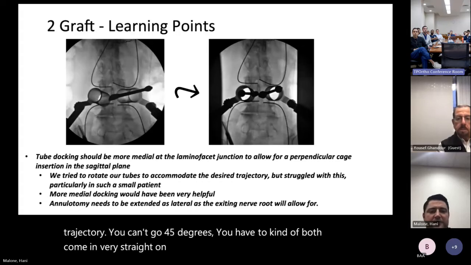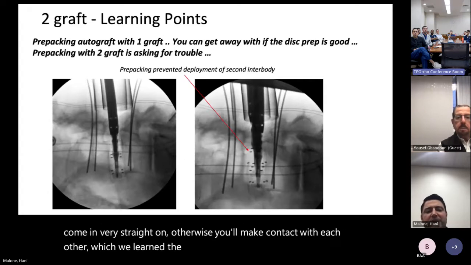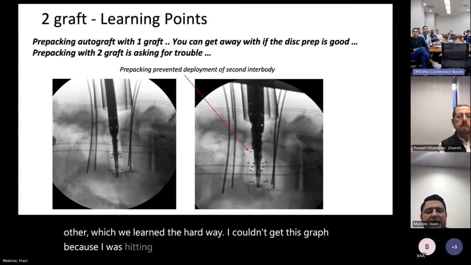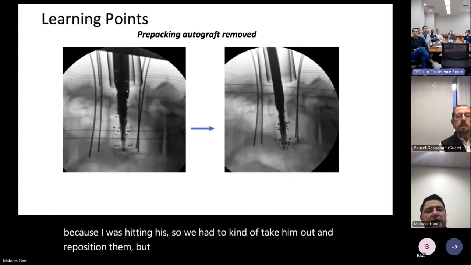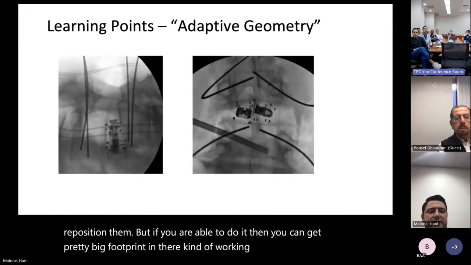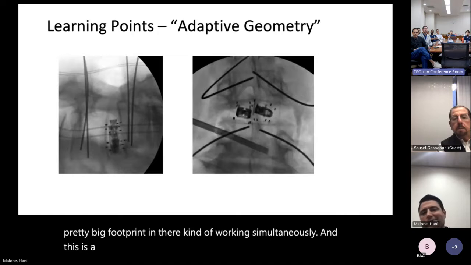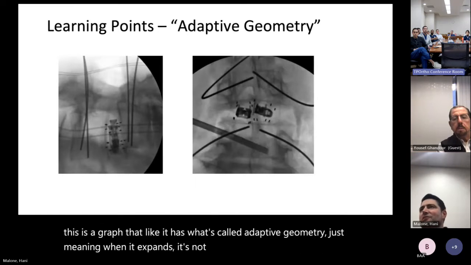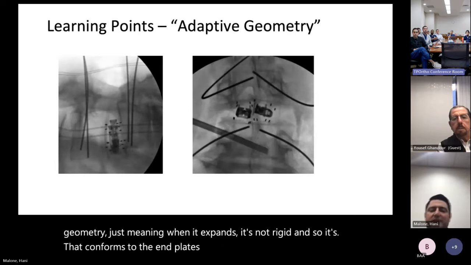Otherwise, you'll make contact with each other, which we learned the hard way. I couldn't get this graft in because I was hitting his. So we had to take him out and reposition him. But if you are able to do it, then you can get a pretty big footprint in there, working simultaneously. And this is a graft I like because it has what's called adaptive geometry, just meaning when it expands, it's not rigid. And so it conforms to the end plate. It's a lot less likely to subside.